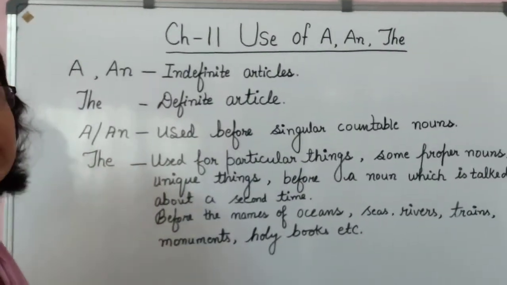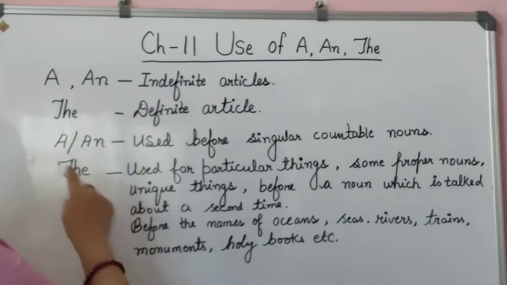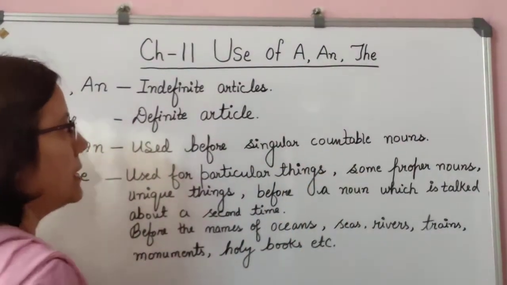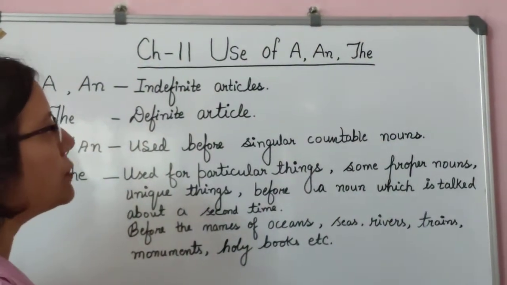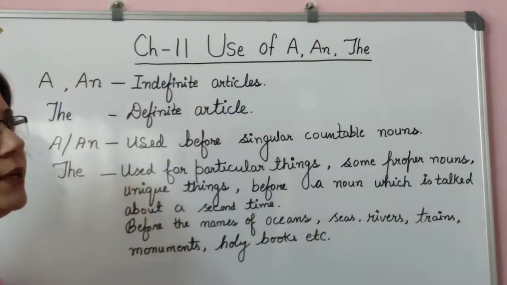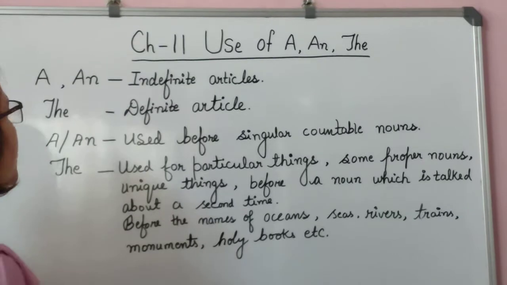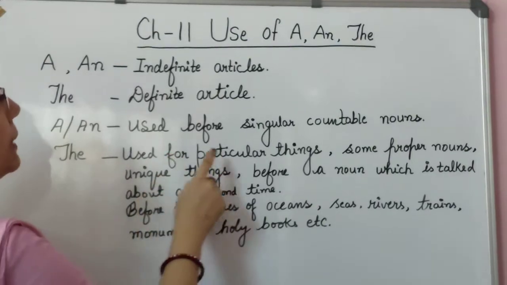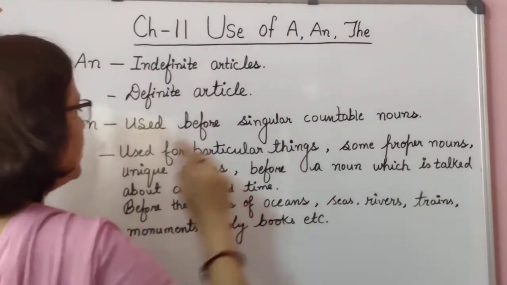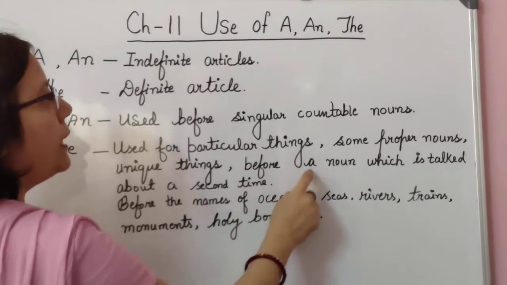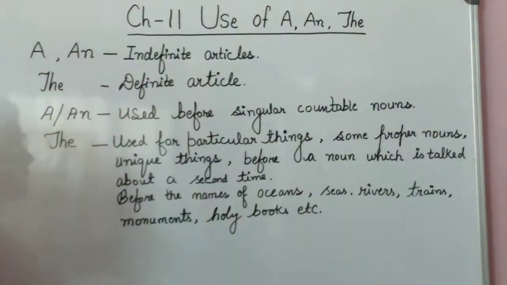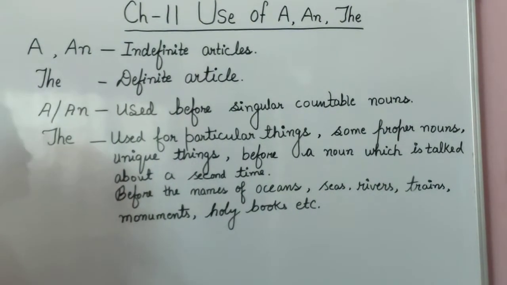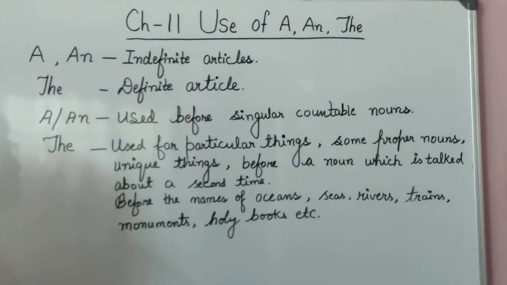Now, where do we use these articles, what is the use of these articles? A and an are used before singular countable nouns. Singular means single, okay. Countable nouns are those which we can count. Suppose table, chair, fan, book, these we can count. So a and an are used before singular countable nouns, and the is used for particular things, some proper nouns, unique things, before a noun which is talked about a second time. Again, it is also used before the names of oceans, rivers, trains, monuments, holy books, etc.